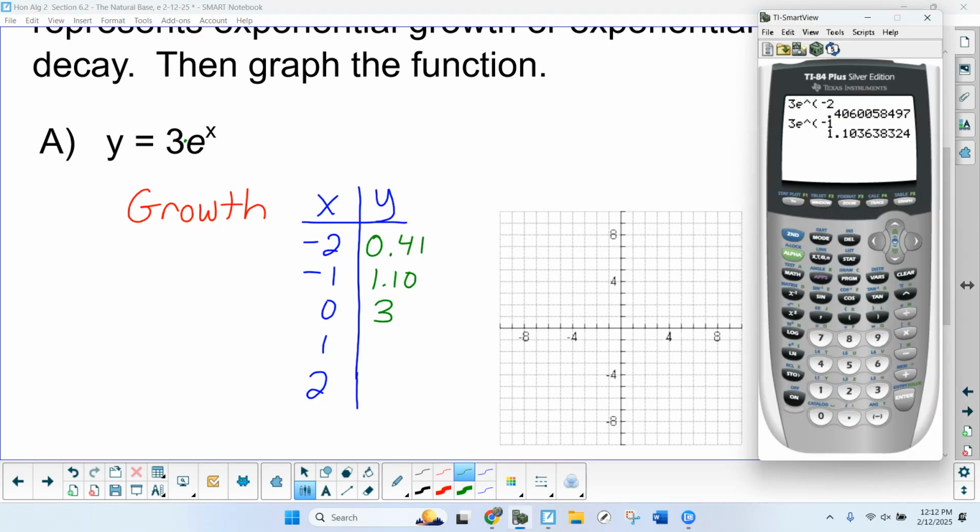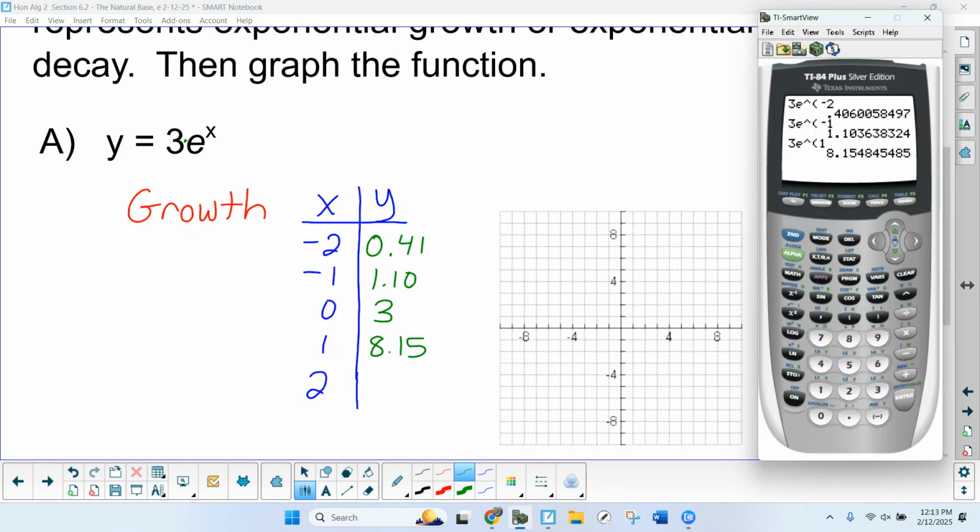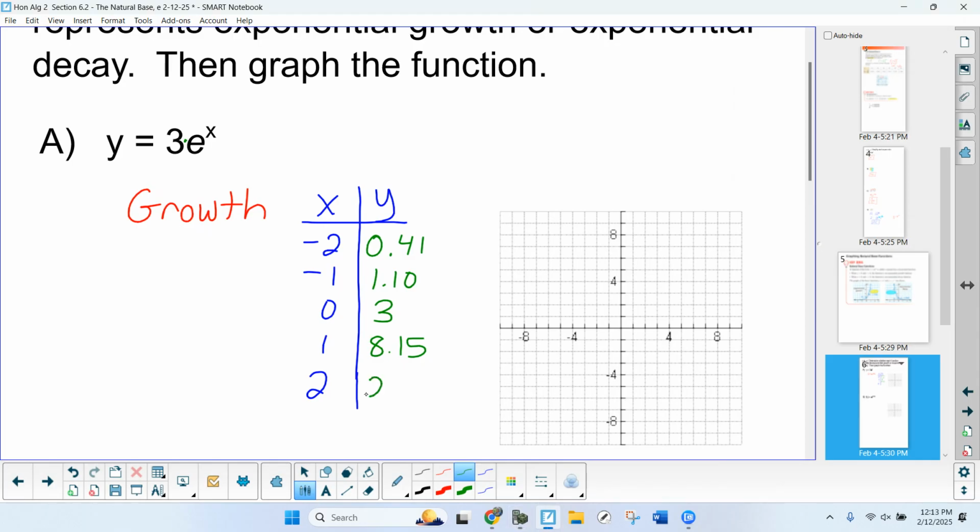Okay, now the next one. I'm going to do 3 e to the first. I got 8.15. And then 3e to the second. 22.1 what? AJ? 22.17.